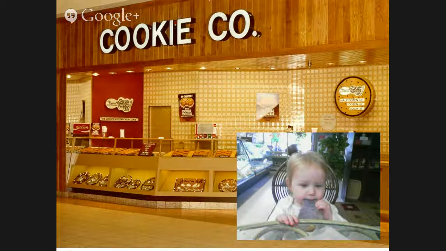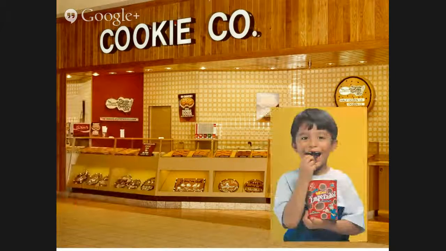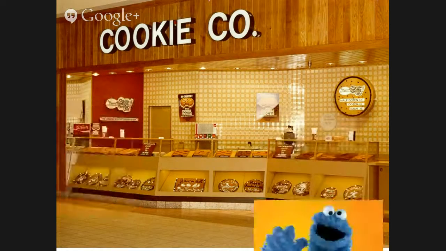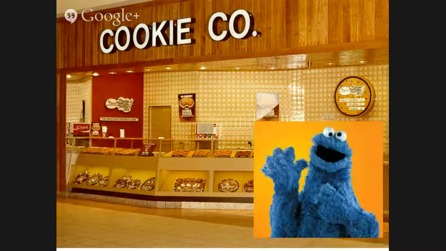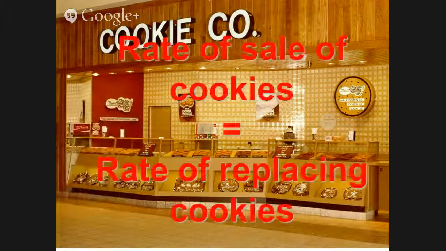Basically, what goes in goes out. So they make more cookies, people buy more cookies. Make more cookies, buy more. So again, make cookies, somebody buys them. A way to think about equilibrium is the rate of sale of cookies equals the rate of replacing the cookies. That would be equilibrium.